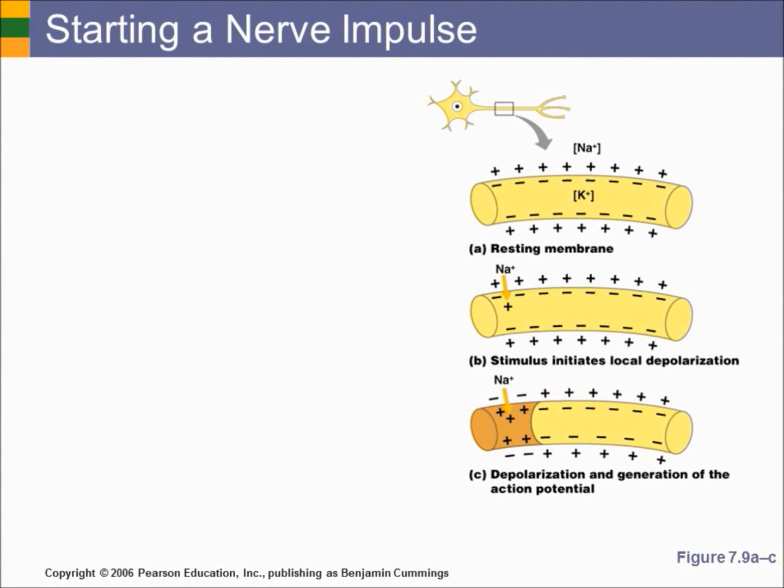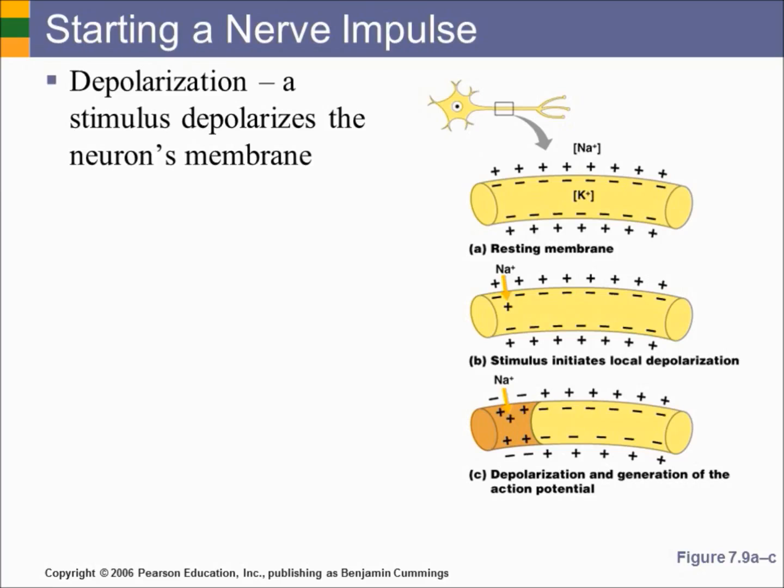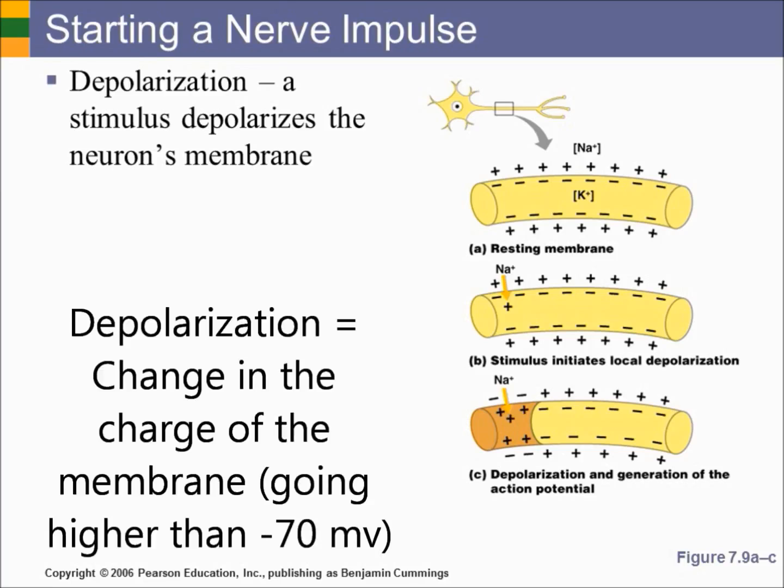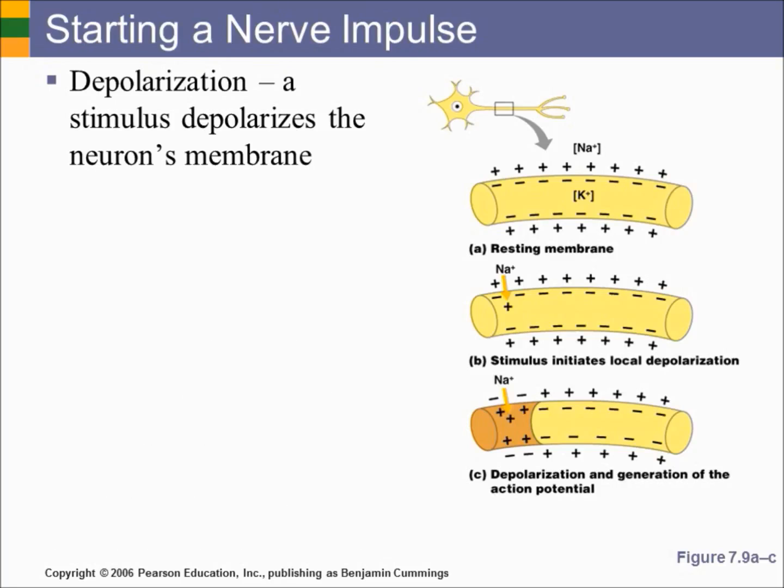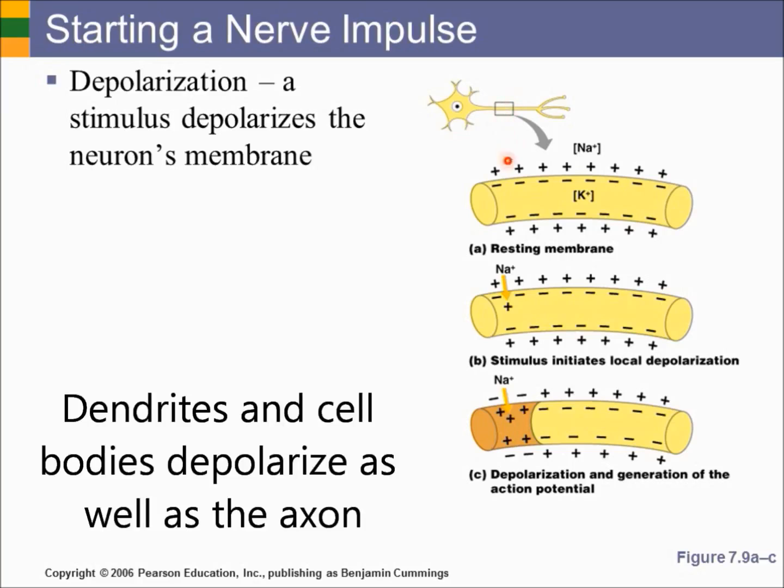Now, when a nerve impulse is initiated, one of the first events that has to occur is called depolarization. Some stimulus is going to depolarize the neuron's membrane. As we're looking at this picture, we're looking at this from the aspect of this axon, but this can also occur in the dendrites and cell body, but we're going to show this depolarization from here. And here is that polarized membrane.